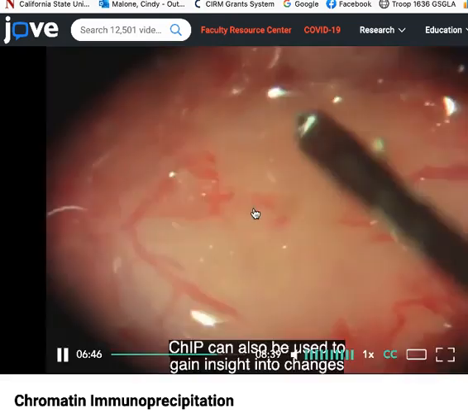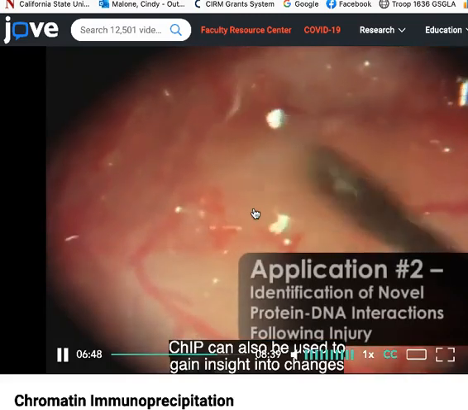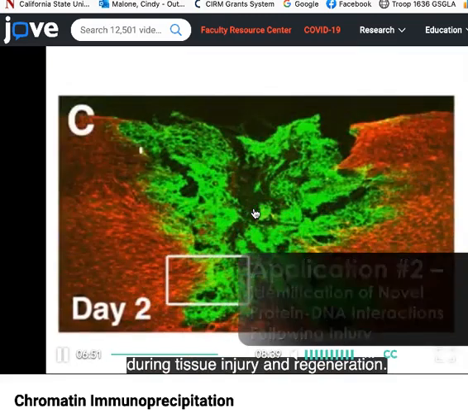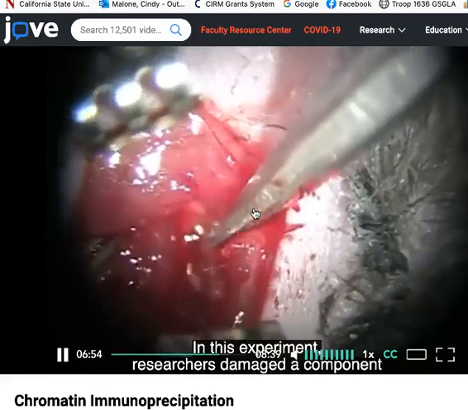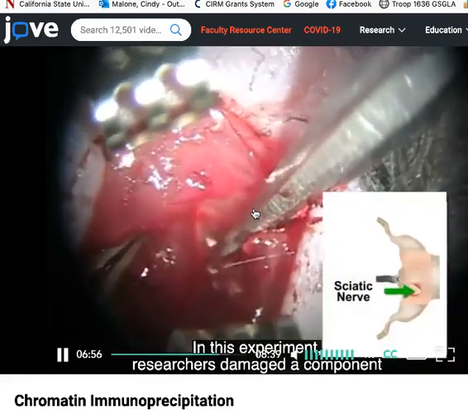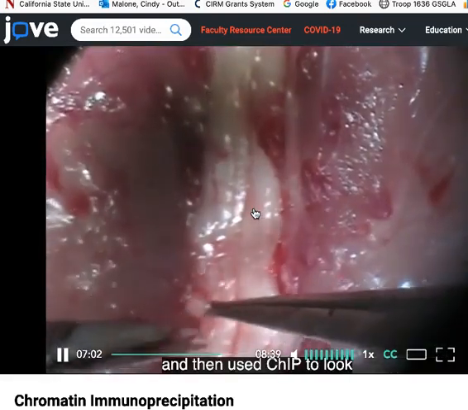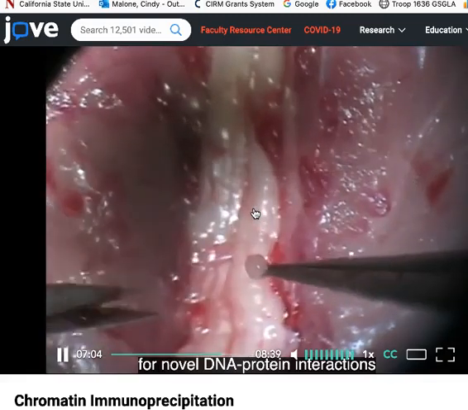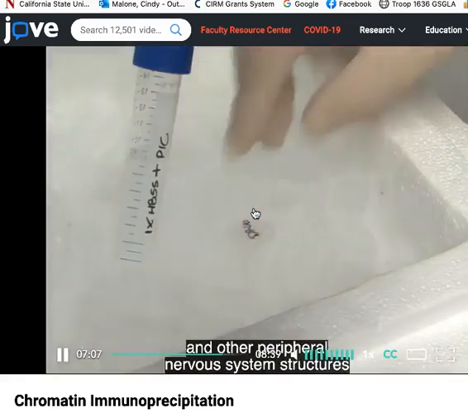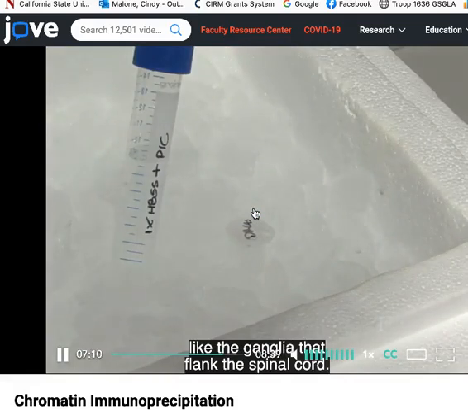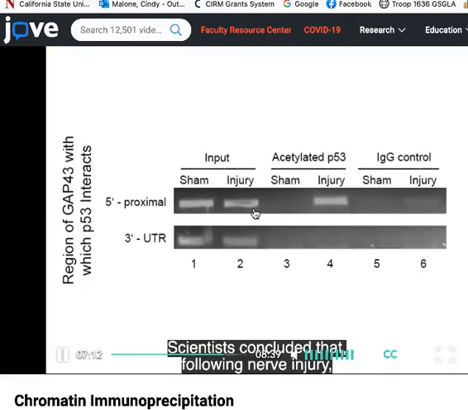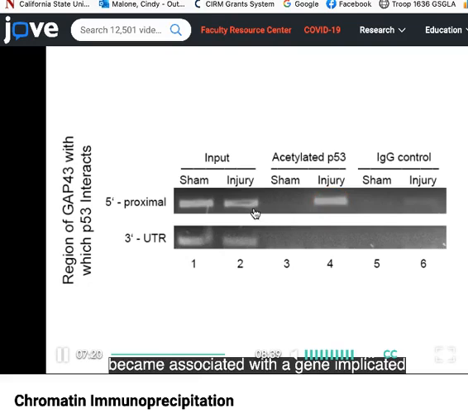ChIP can also be used to gain insight into changes in gene expression that occurred during tissue injury and regeneration. In this experiment, researchers damaged a component of the peripheral nervous system in mice, the sciatic nerve, and then used ChIP to look for novel DNA-protein interactions in other peripheral nervous system structures, like the ganglia that flank the spinal cord. Scientists concluded that following nerve injury, the p53 protein, which is a regulator of DNA repair, became associated with a gene implicated in tissue regeneration, GAP43.